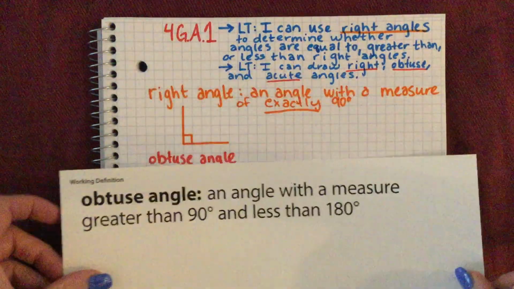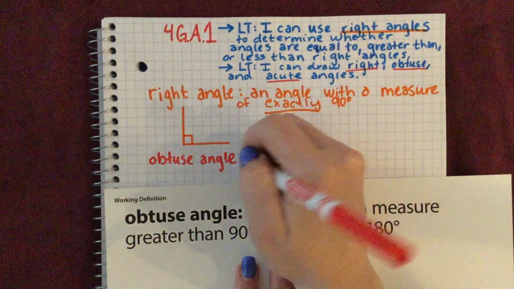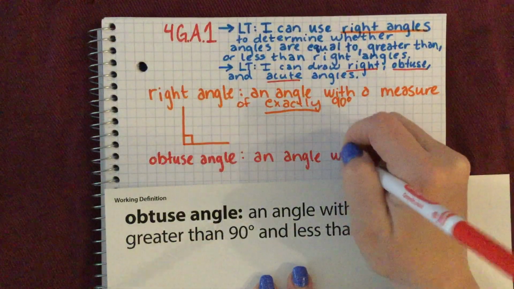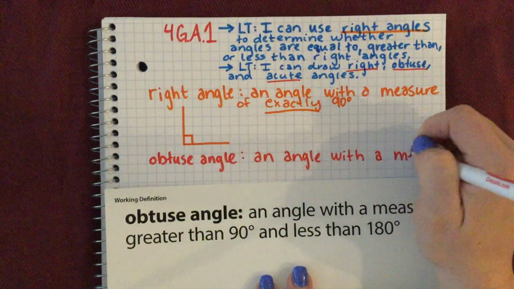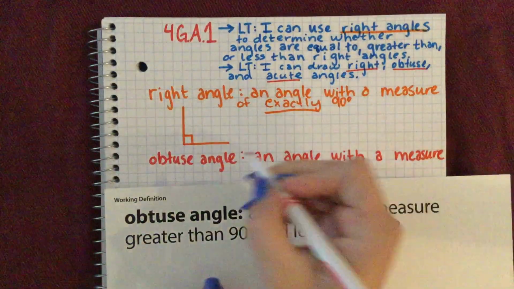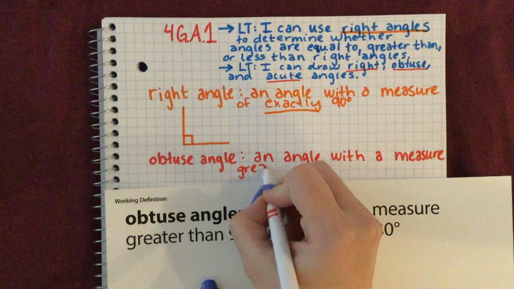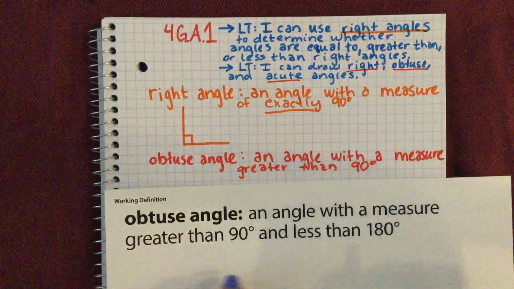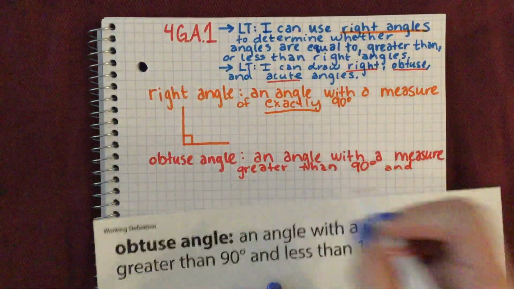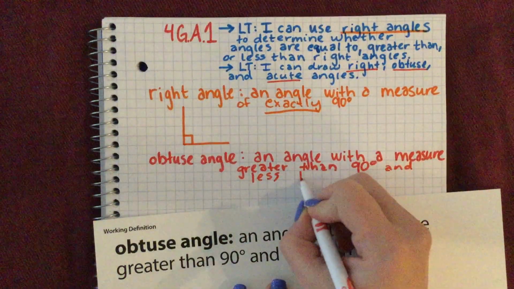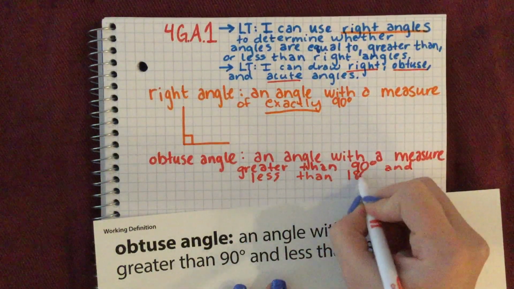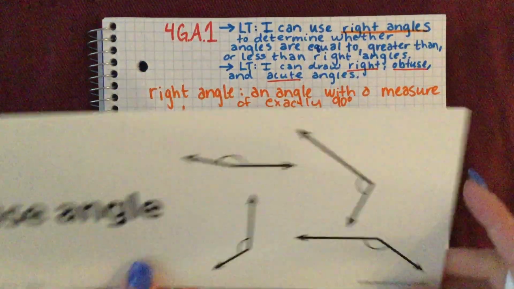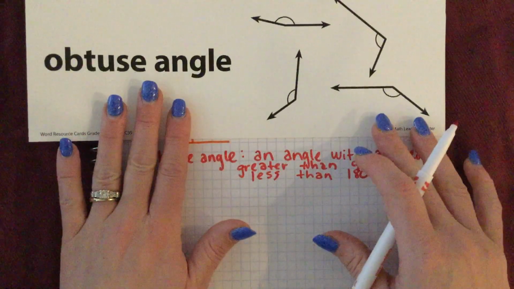So the definition of an obtuse angle is an angle with a measure greater than 90 degrees and less than 180 degrees. Awesome. So let's pick one of these obtuse angles to draw.